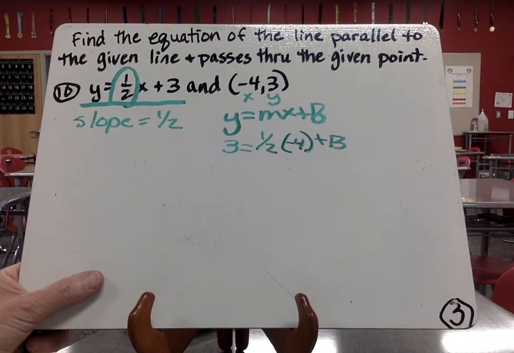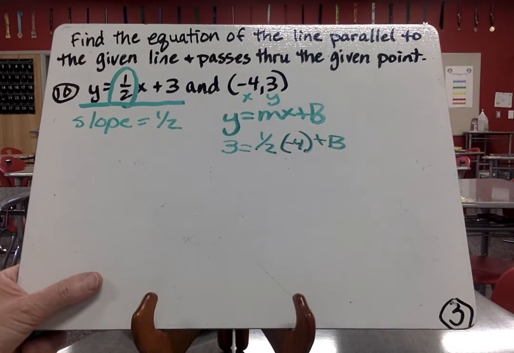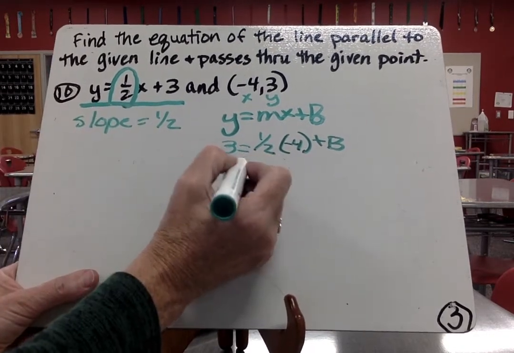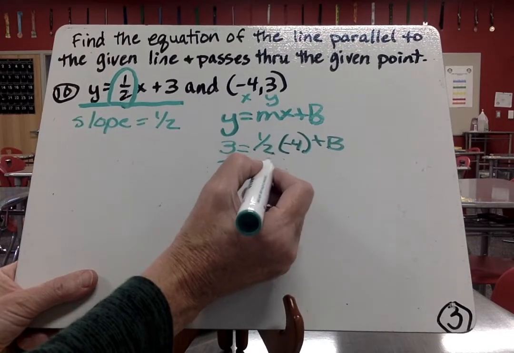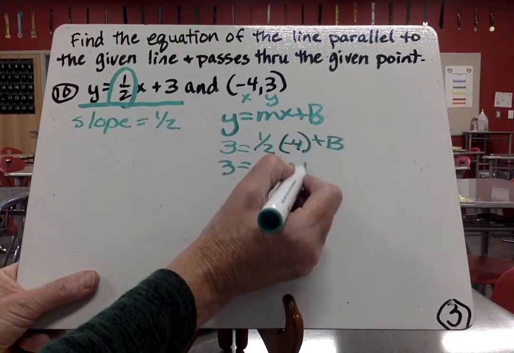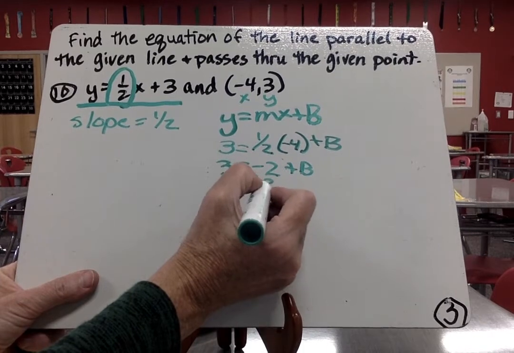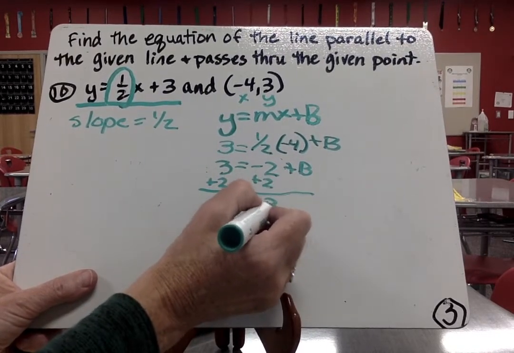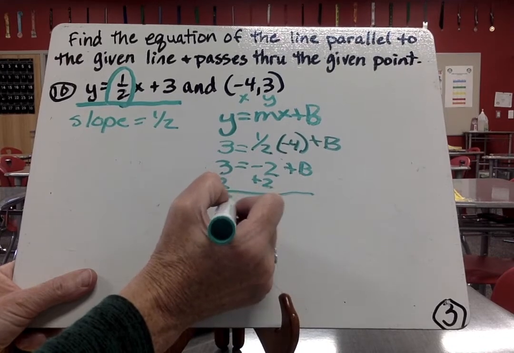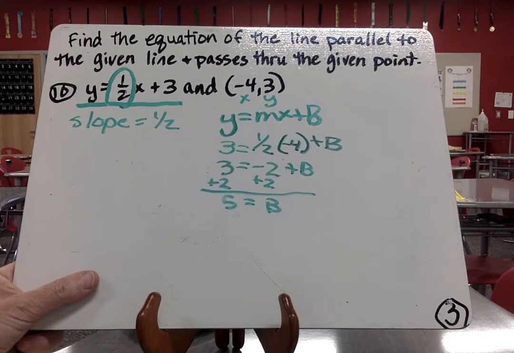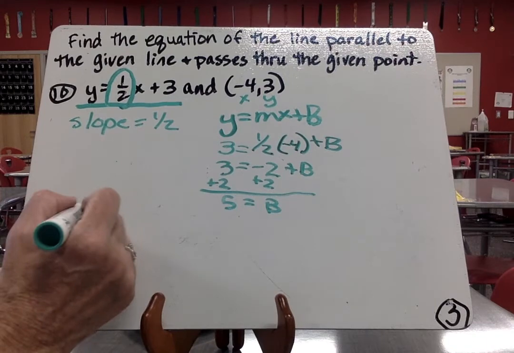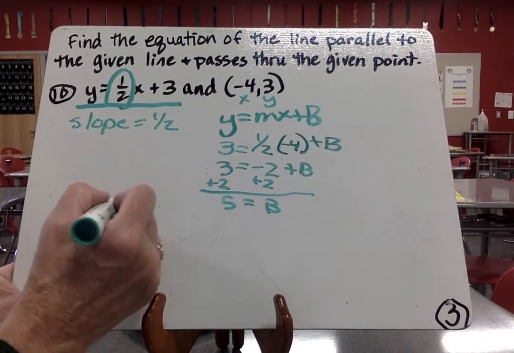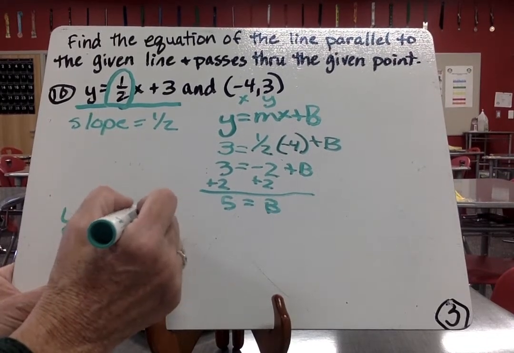And this goes all the way back to first term when you learned how to solve equations. So 3 equals, multiply this out, -2 plus b. We add 2 to both sides, and b equals 5. Okay, then we write it, y equals m, what's our slope? 1/2 x plus 5.